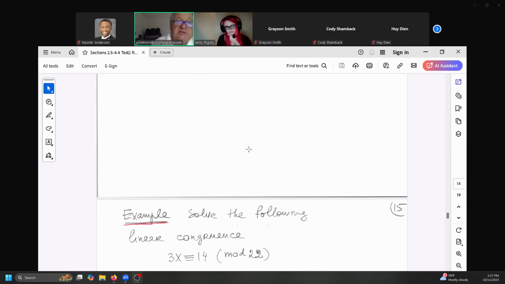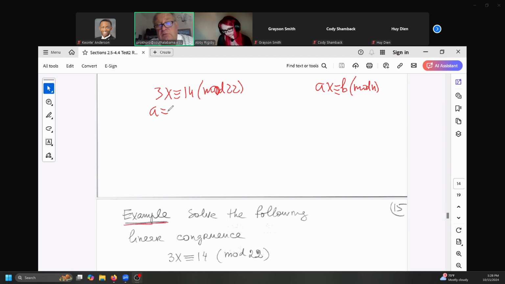Okay, so let's solve this equation. 3x is congruent to 14 modulo 22. The original equation is ax is congruent to b modulo n. So what is the value of a? 3. What else is important for us? b equals 14. n equals 22.